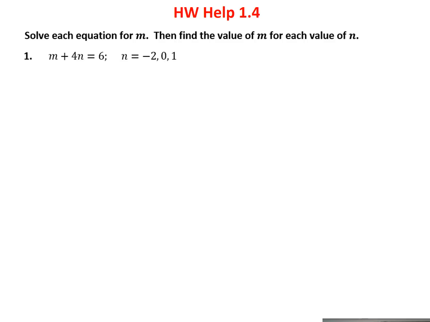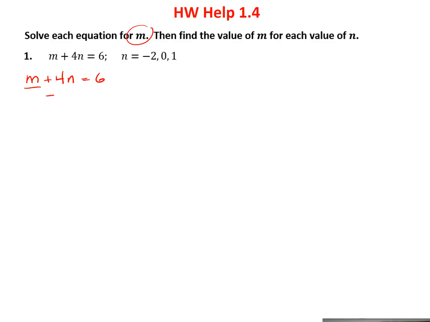Problem 1 says solve each equation for m. Then find the value of m for each value of n. So we're going to start with this equation here. And the first step, I'm just going to rewrite the equation. And we want to solve for m. So to get m by itself, we need to get rid of this term here.